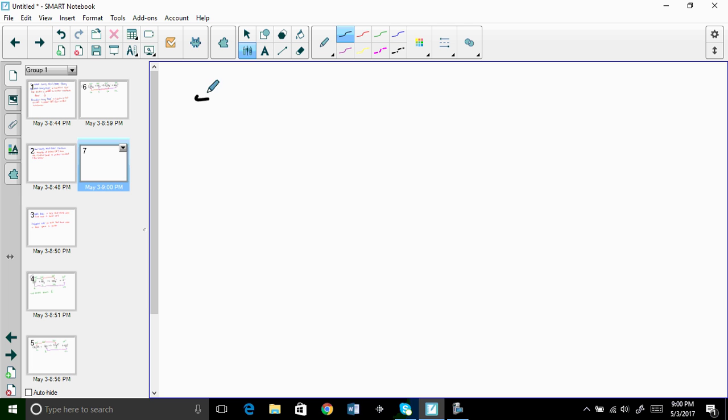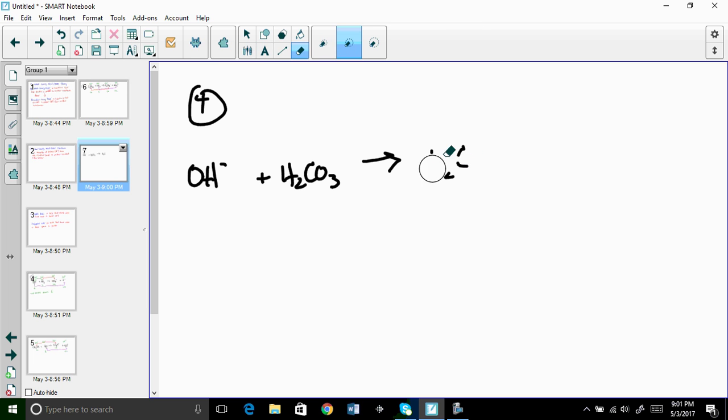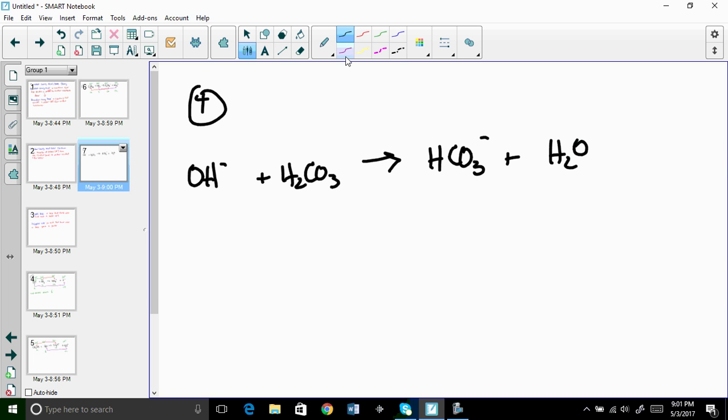4. OH-, which better be a base, but we'll check it out in a minute, plus H2CO3, which probably better be the acid. Sorry, no, that's not right. My notes are wrong. Hang on. This becomes HCO3- plus H2O. Okay, so I got 2 things on the left, 2 things on the right.